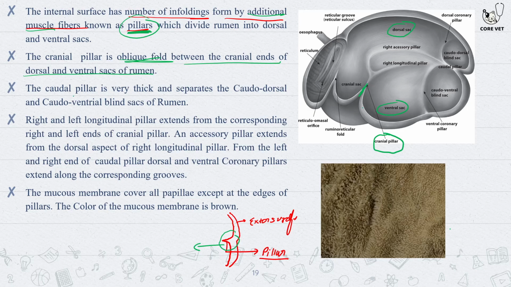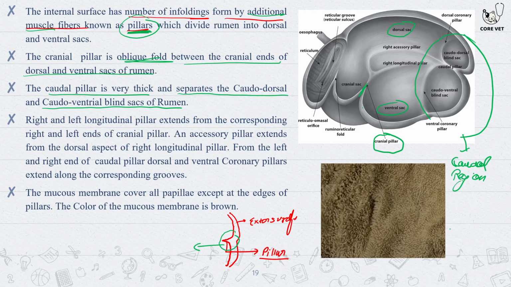Now the caudal pillar is very thick and separates the caudodorsal and the caudoventral blind sacs. How? You can see this is the caudal region, right? In this caudal region, we all know there were two blind sacs that we had discussed, which were separated from the main sac with the help of the coronary grooves, the dorsal coronary groove and the ventral coronary groove. Now, if we come to the internal structure, these two sacs, the caudodorsal blind sac and the caudoventral blind sac, are separated with the help of what? The caudal pillar.